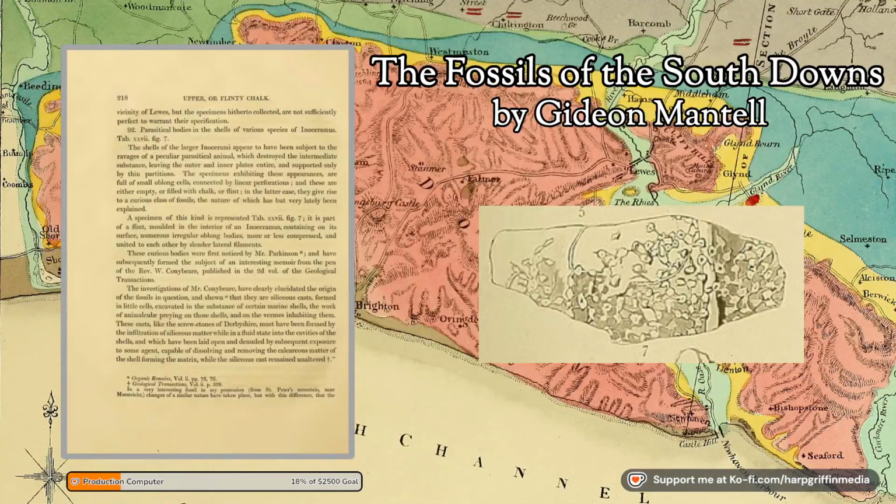In the latter case, they give rise to a curious class of fossils, the nature of which has but very lately been explained. A specimen of this kind is represented in Tablet 27, Figure 7. It is part of a flint, molded in the interior of an Inoceramus, containing on its surface numerous irregular oblong bodies, more or less compressed, and united to each other by slender lateral filaments. These curious bodies were first noticed by Mr. Parkinson, and have subsequently formed the subject of an interesting memoir from the pen of the Reverend W. Conybeare, published in the second volume of the Geological Transactions.